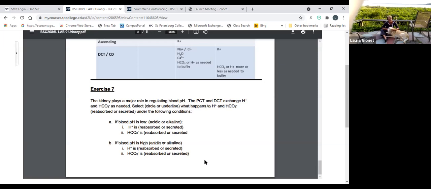All right. So this is what's going to happen at the peritubular capillaries and vasa recta: we are going to be modifying the pH of the blood that's passing through those particular vessels. This is what we call our renal compensation.